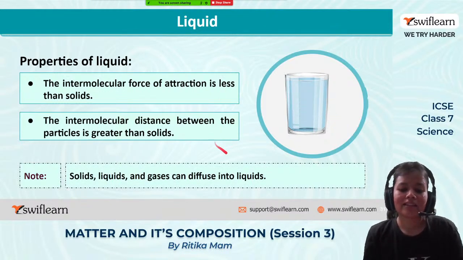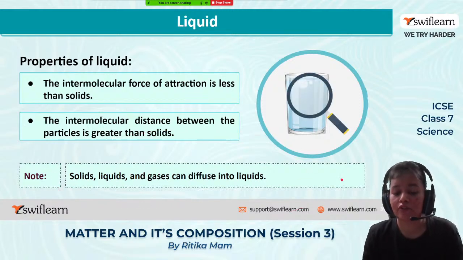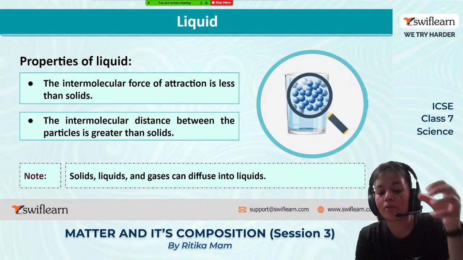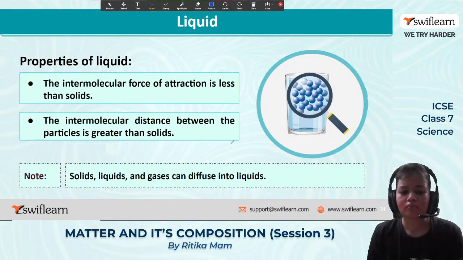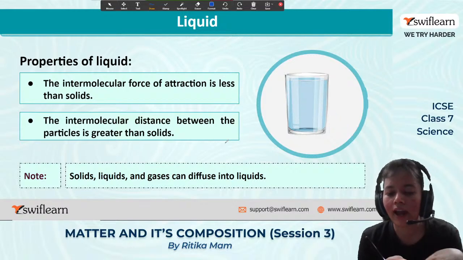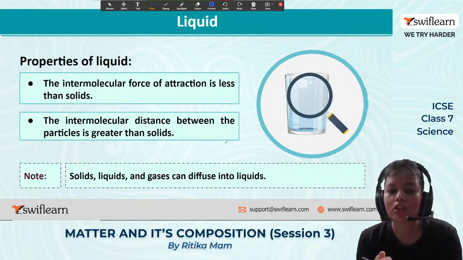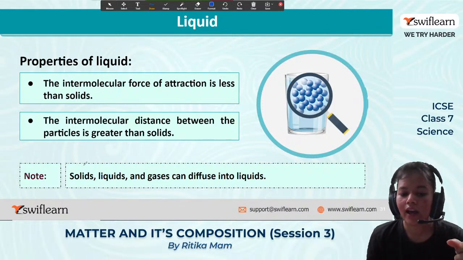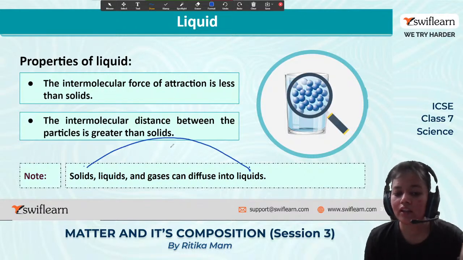Okay. Next, note that solids, liquids and gases can diffuse into liquids, which means solid, liquid and gas can be mixed into the liquids. How? Let us see. So let us consider, if I take a spoonful of sugar and if I dissolve it in water, what will happen? After some time, this sugar will be dissolved in water, which proves sugar is a solid and water is liquid. So we can dissolve solid in liquid.